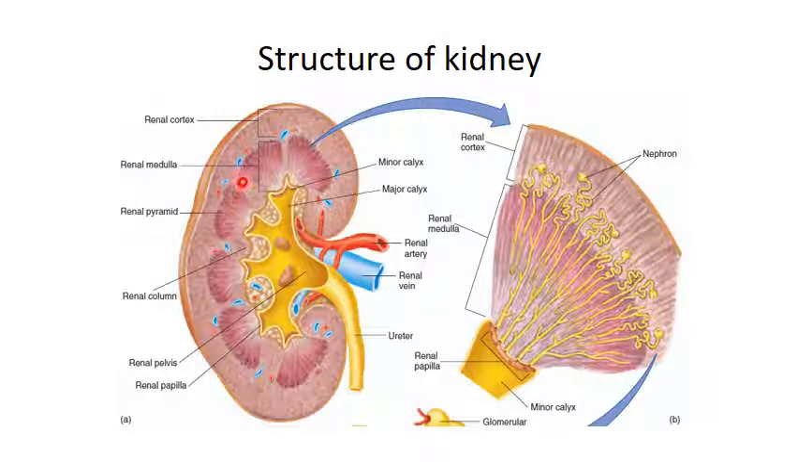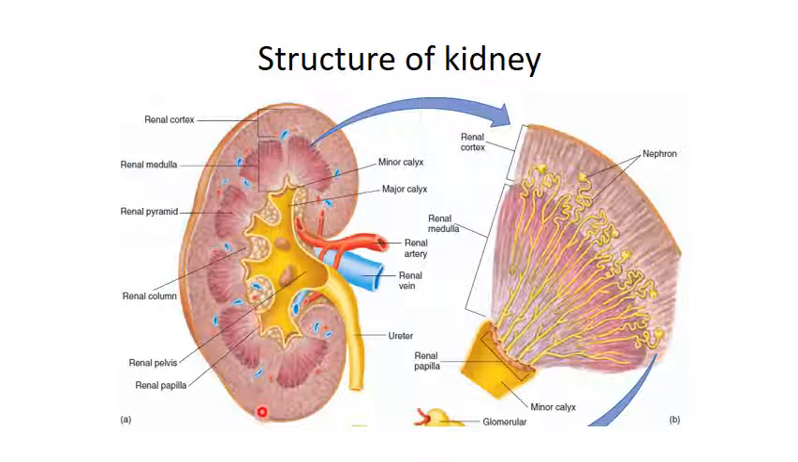These triangular structures or renal pyramids are separated by a tissue which is same as the tissue of renal cortex, and these tissues which are separating renal pyramids are called as renal columns. So this is a renal column, which is actually a tissue of renal cortex radiating into the renal medulla and thus dividing it into 8 to 15 triangular structures or renal pyramids.